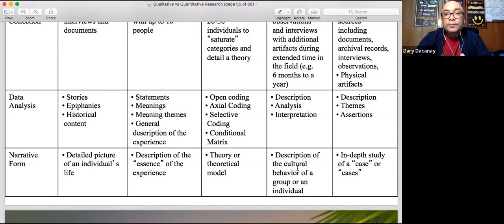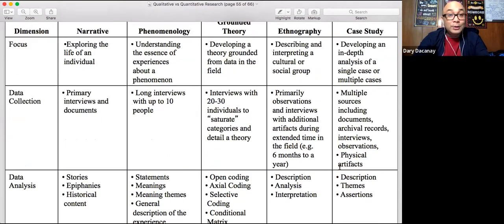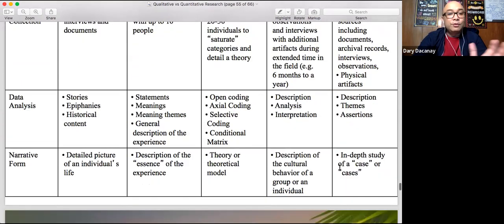Here, for ethnography, a description of the culture and behavior of a group or individual, and for case study, an in-depth study of a case or cases. So this would somewhat summarize what each type of qualitative research is all about. This is very important.